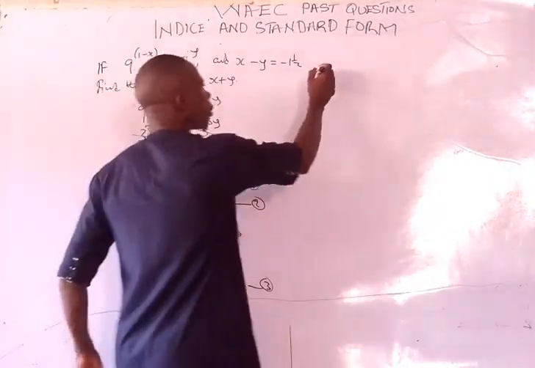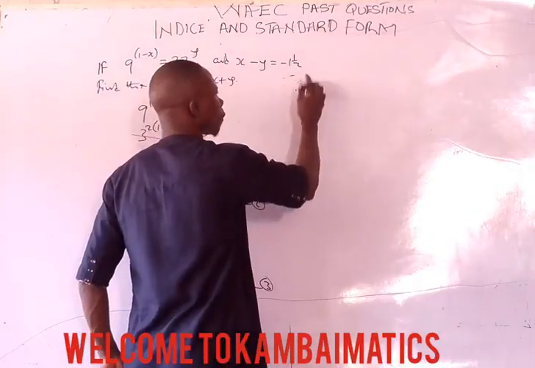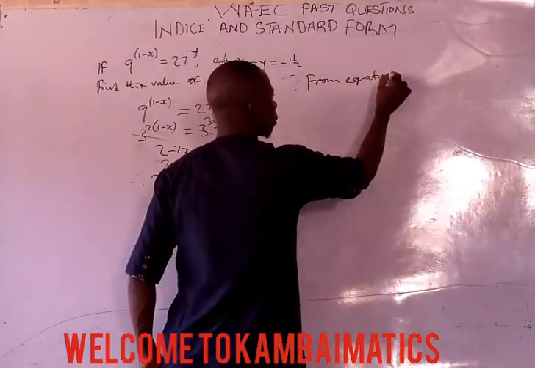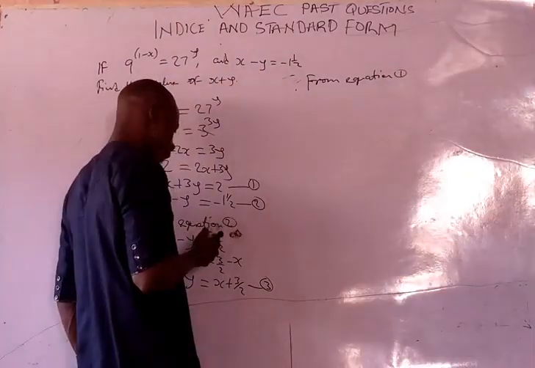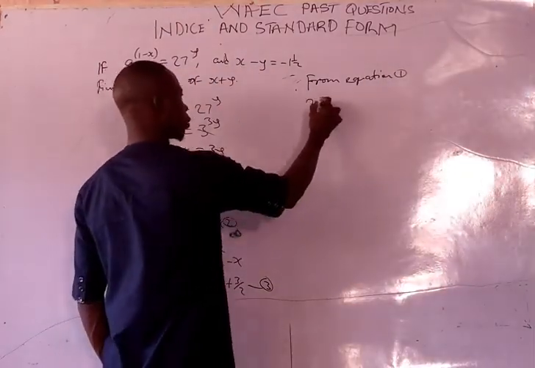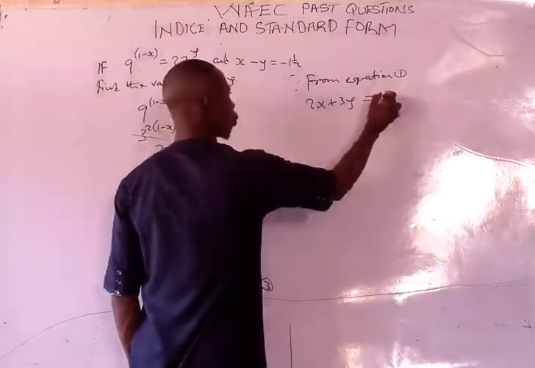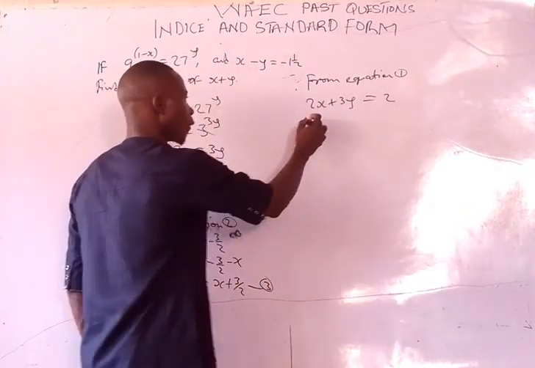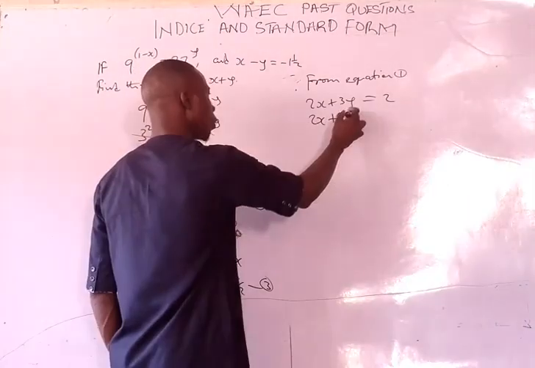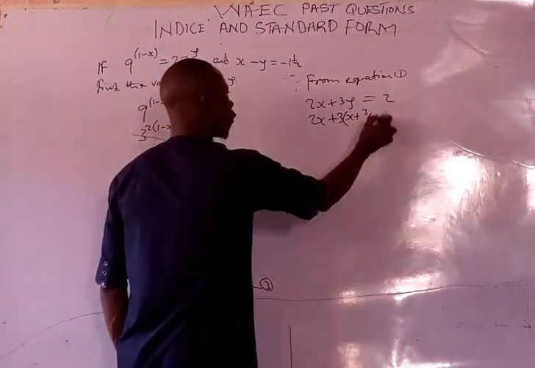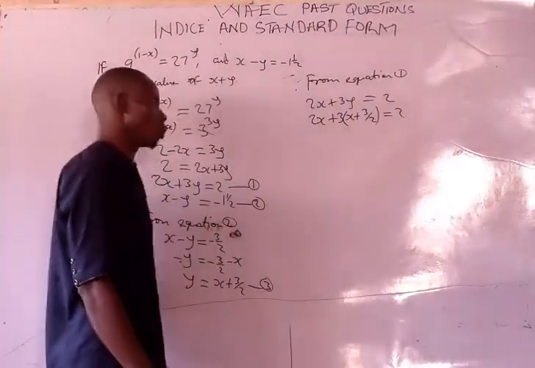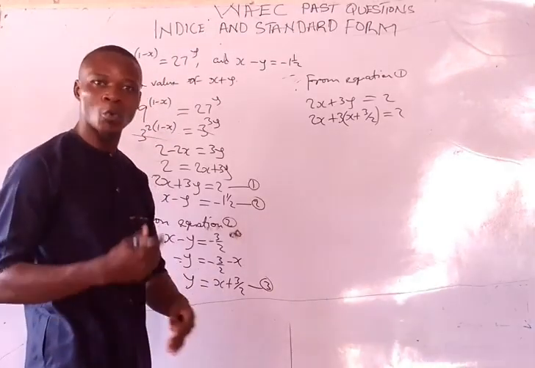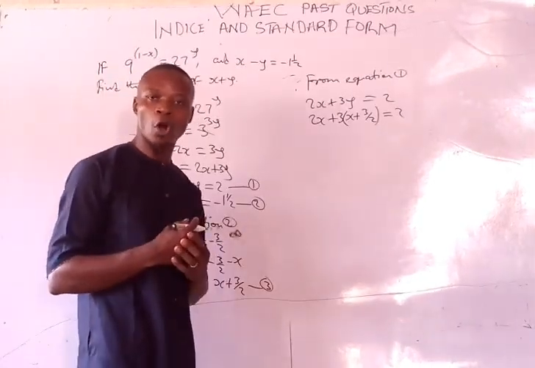From equation 1, we have 2x plus 3y all equals 2. Whenever we see y, we replace it, which gives 2x plus 3 open bracket x plus 3 over 2 all equals 2. So we have substituted this for y in equation 1. Now we solve this to find the value of x.